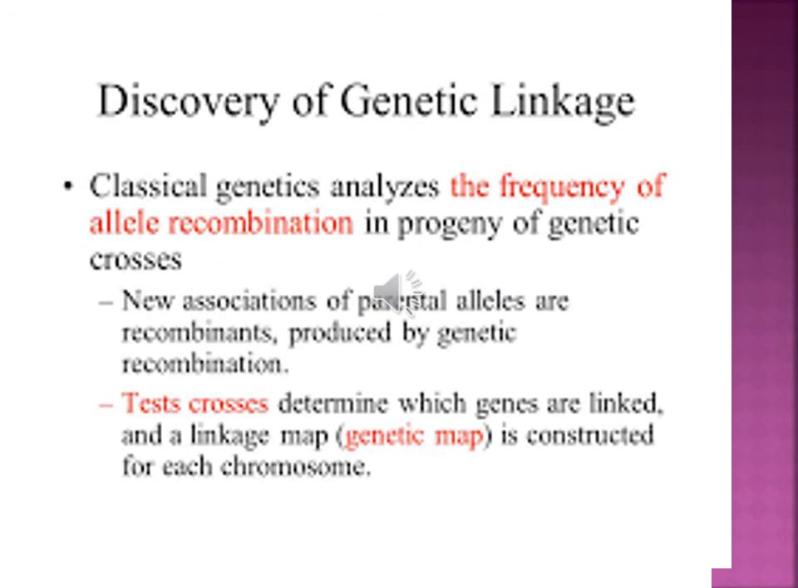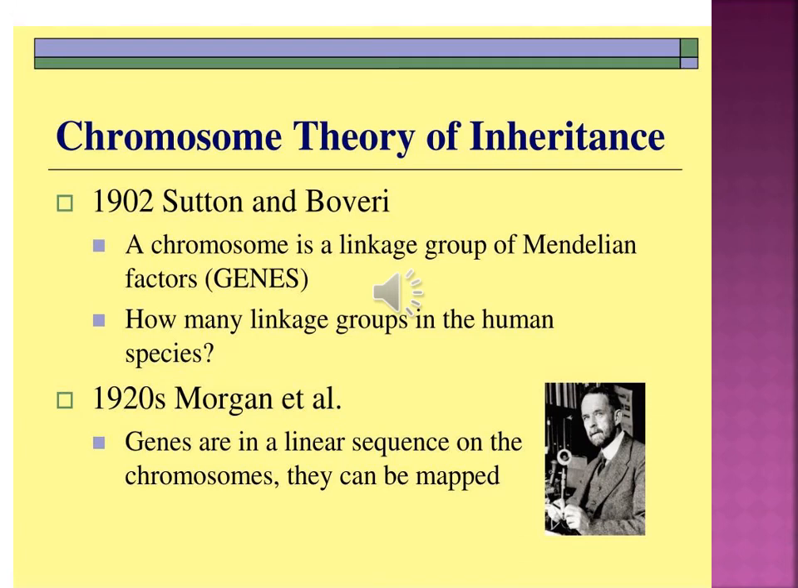Discovery of genetic linkage. Classical genetics analyzes the frequency of allele recombination in progeny of genetic crosses. New associations of parental alleles, or recombinants, are produced by genetic recombination. According to Sutton and Boveri, the chromosome is a linkage group of Mendelian factors. Then, according to Morgan, genes are in a linear sequence on the chromosomes. They can be mapped.